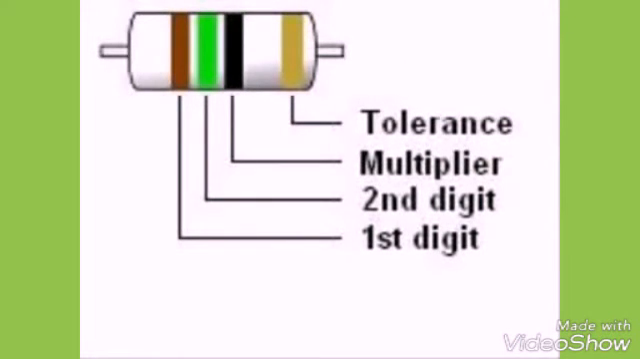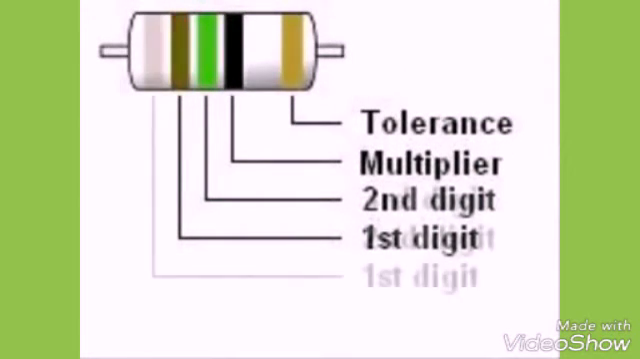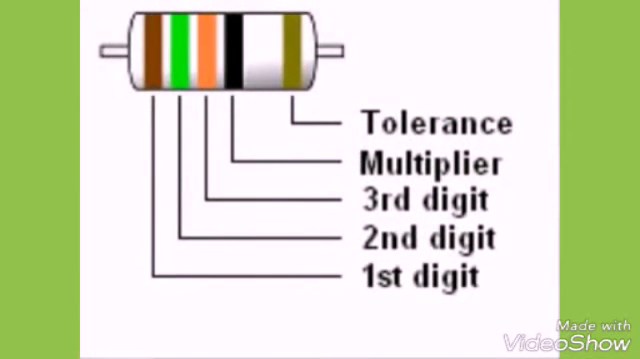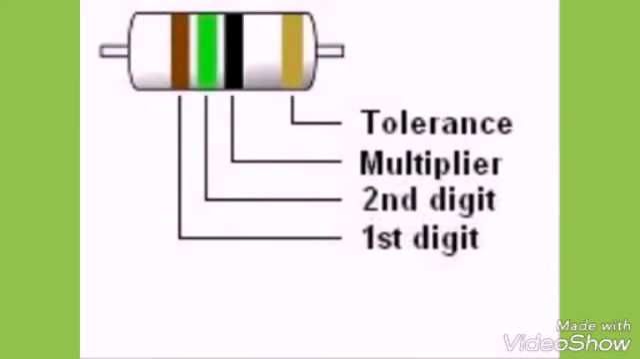Most resistors have 4 color stripes, although some, called precision resistors, have 5 bands. Reading a color code is simple. With 4-band resistors, the first and second colors represent the first 2 digits of the resistance value in ohms. The third band represents the multiplier or number of zeros after the first 2 digits.